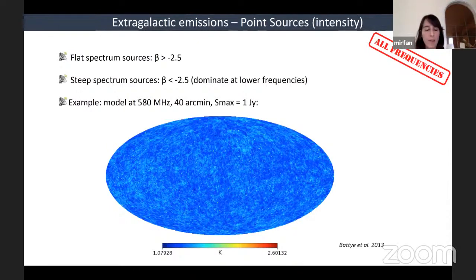What I'm showing you here, following that recipe, is the point source contributions at 580 megahertz, 40 arcmins, and with a cutoff flux density of S max. So when you hear people say S max or S cutoff, it's a cutoff flux density. I said frequency, I misspoke. It's a cutoff flux. And the idea is you believe that a source is so bright that it will have been identified by a point source catalog, so you'll be able to find it and remove it. So I'm saying that anything above 1 Jansky has been thrown away here.